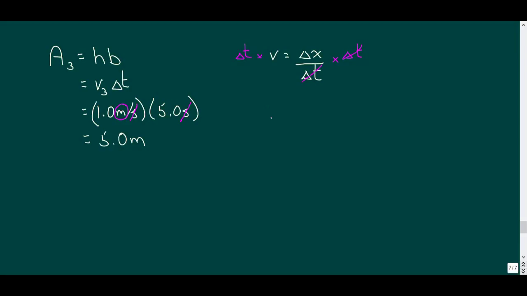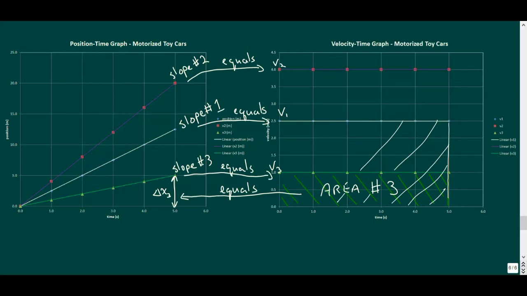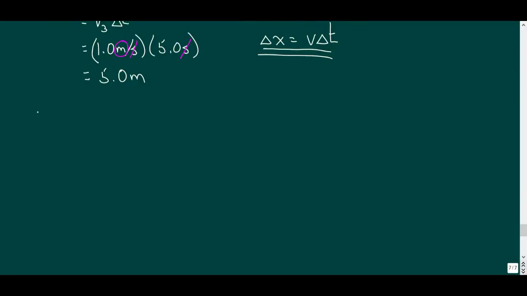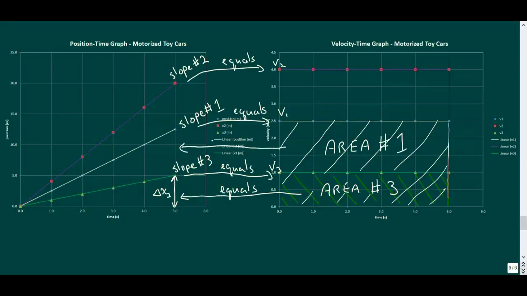And when we clean this up, we see the same relationship. The displacement of an object in uniform motion is the product of its velocity multiplied by the time interval. Now moving up the chart, we see the same is true for the first car and again for car number 3. So now we can read the velocity from a position time graph and displacement from a velocity time graph.